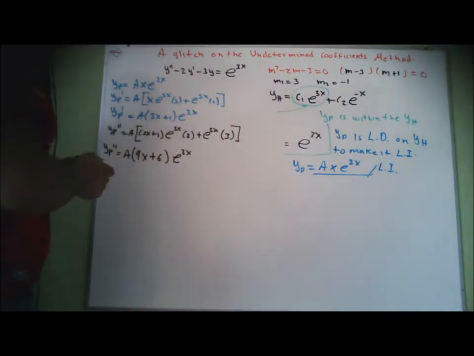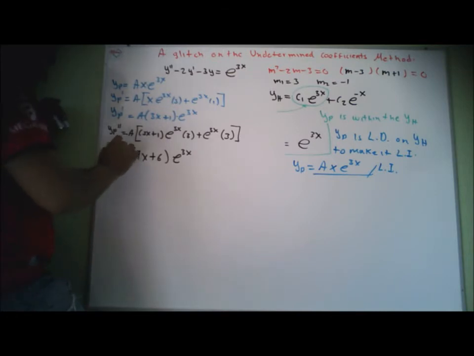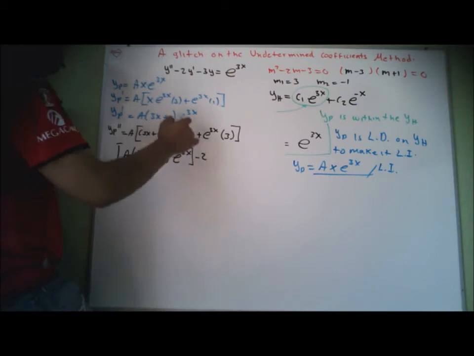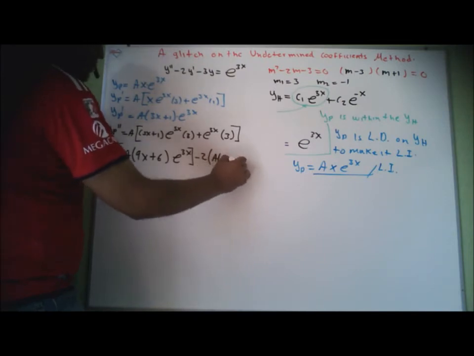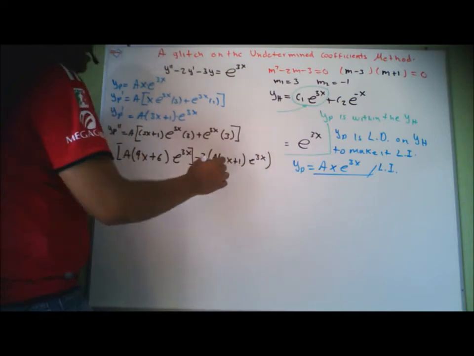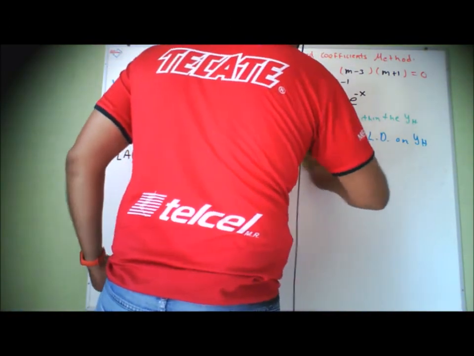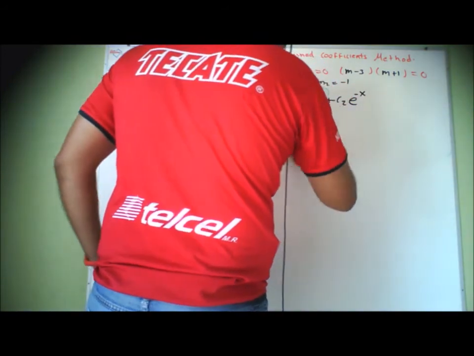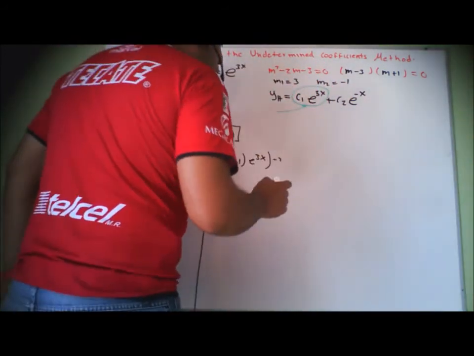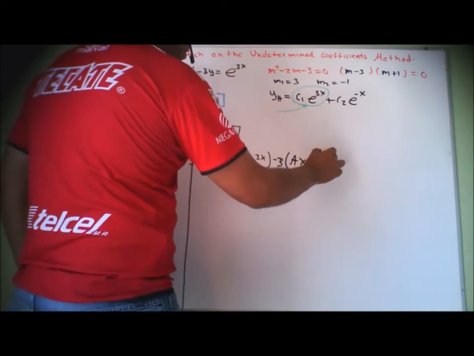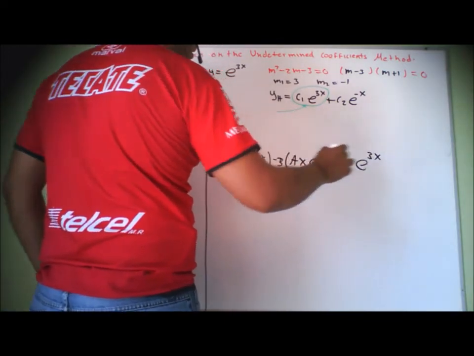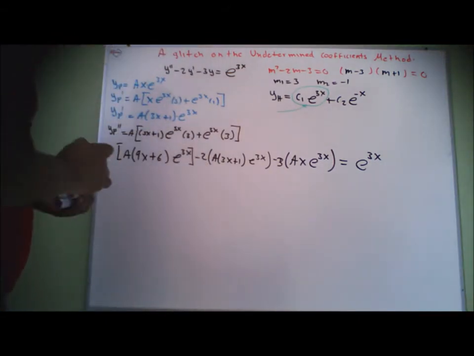Now let's replace in the differential equation. So this is the second derivative, and then minus 2 times the first derivative, minus 2a(3x plus 1) exponential of 3x, and then minus 3 times the proposed particular solution, ax exponential of 3x, and now that should be equal to the exponential of 3x. Okay, so let's factorize what we can factorize.